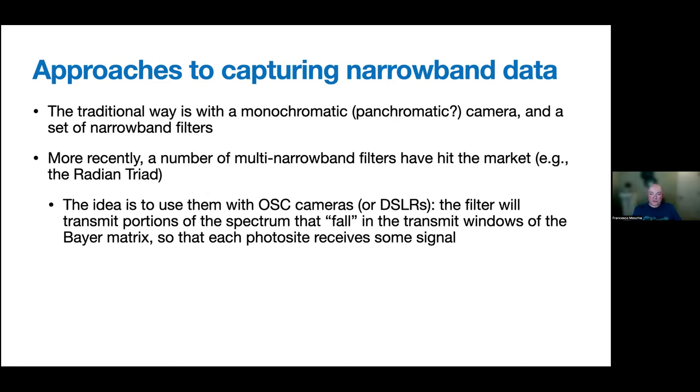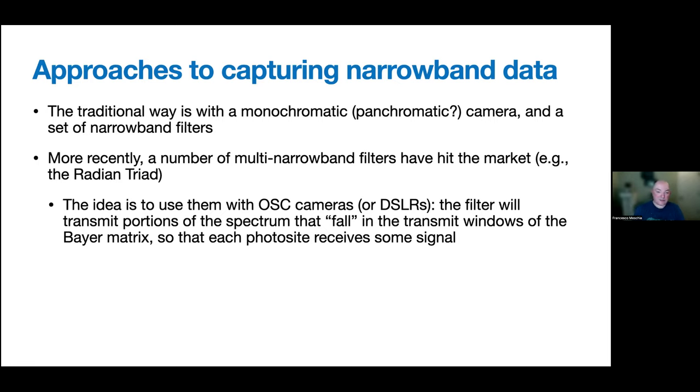There is one traditional way that has always been around, and it's to use what's called a monochromatic camera. It's actually, in my opinion, a misnomer. It should be called a panchromatic camera because it doesn't see only one color. It sees all colors, but sees them identically, so it doesn't differentiate between colors. And then you have in front of this panchromatic camera a filter wheel, and in the carousel of this filter wheel, you put the typical three filters, H-alpha, O3, and S2.